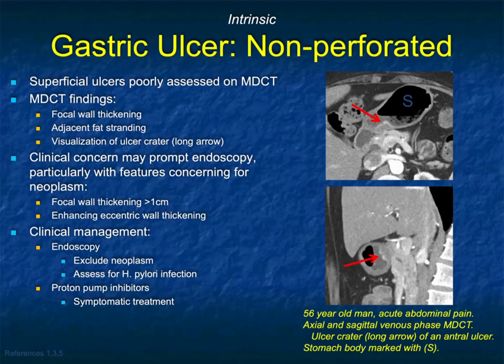You may see adjacent fat stranding. You may see a crater. I've shown you several cases previously of ulcerations shown very nicely with cinematic rendering when the stomach's well distended, looking directly at the ulcer. In these cases, endoscopy will be necessary to make certain the patient doesn't have a neoplasm. And again, these patients will be treated medically after endoscopy.